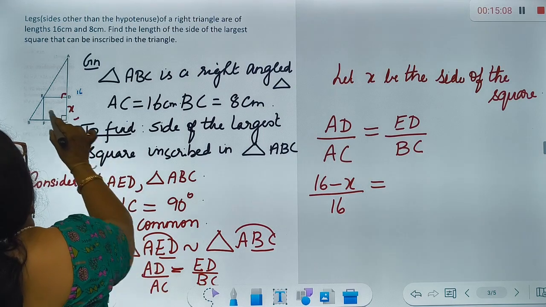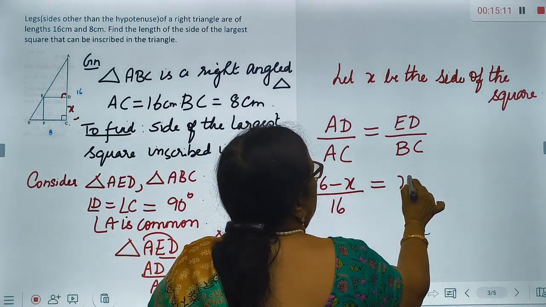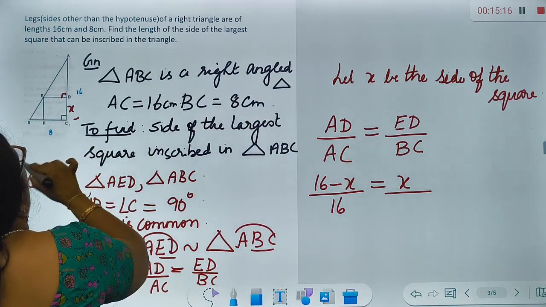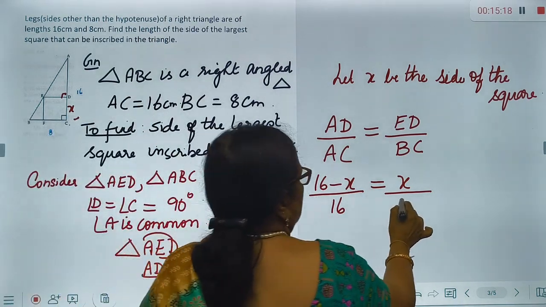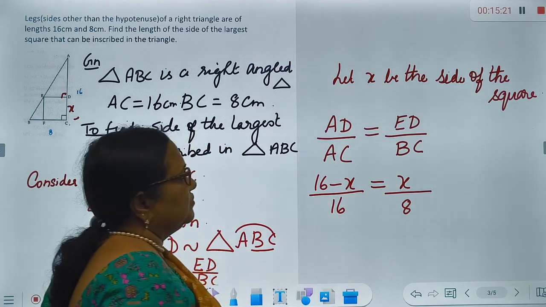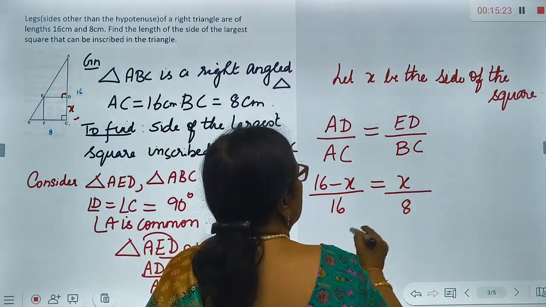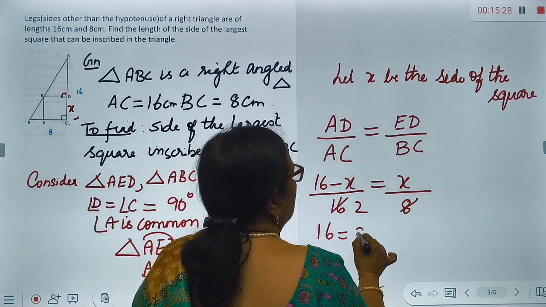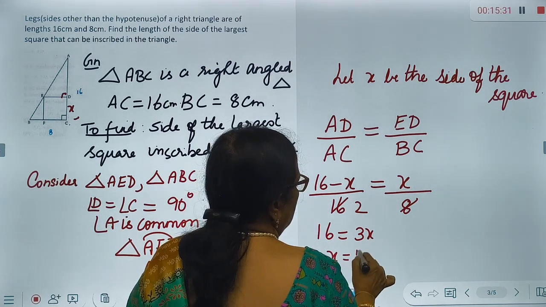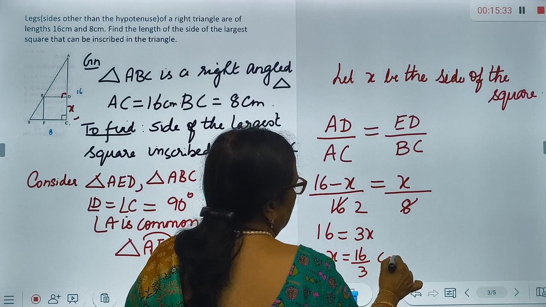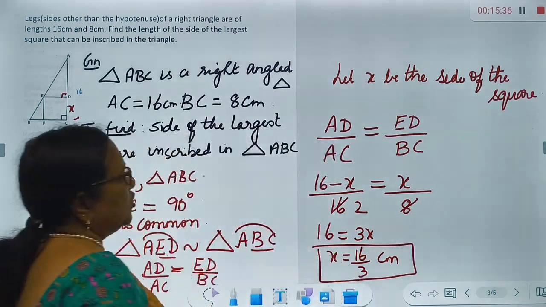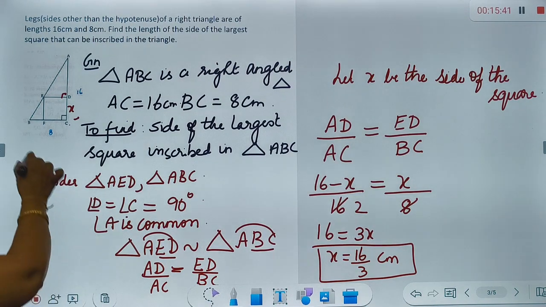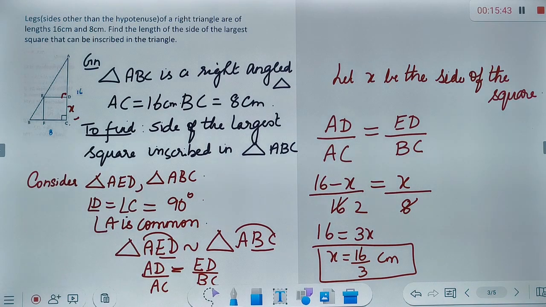What is ED? ED is the side of the square, which is x. What is BC? BC is given as 8. Then what do you get? The 8 I can cancel and write like this. So 16 equals 3x, or x is equal to 16 by 3. So the side of the largest square that can be inscribed in the triangle is 16 by 3 centimeters.